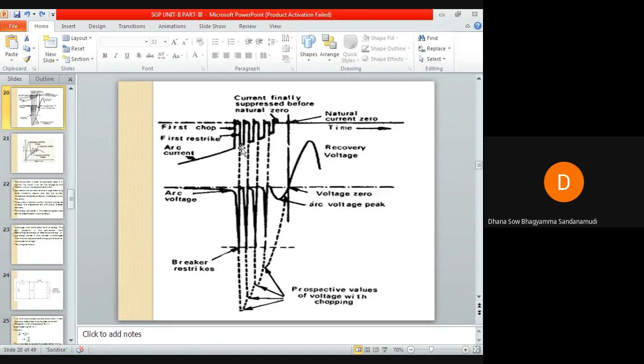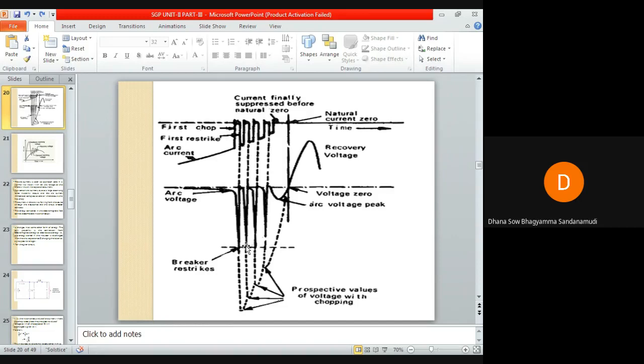Because the dielectric strength is high between the contacts, even though the arc has appeared, it will once again collapse. Arc current will collapse to zero. As the arc current collapses to zero, the energy from the inductance will be discharged to the capacitor, and the prospective voltage will appear across this capacitor, meaning the same voltage will be impressed across the circuit breaker contacts. So the prospective voltage will restrike the arc.